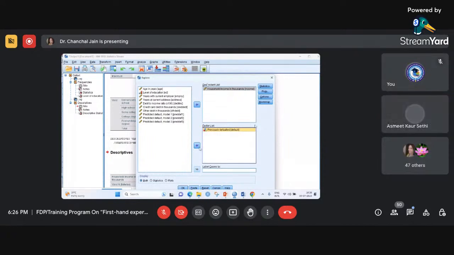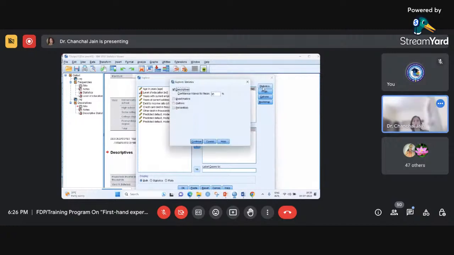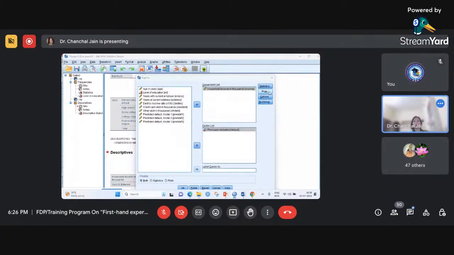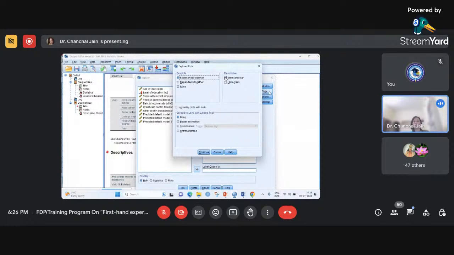Yes, ma'am. Now you can go to the statistics. It will give you the default option. I suggest you do not touch anything here. Only press continue. Then go to the plots. Here, rather than checking the stem and leaf, you can check the histogram, and then you can check normality plots with tests. These two things you need to check here. You need to deselect the stem and leaf, right? And then you can press continue.